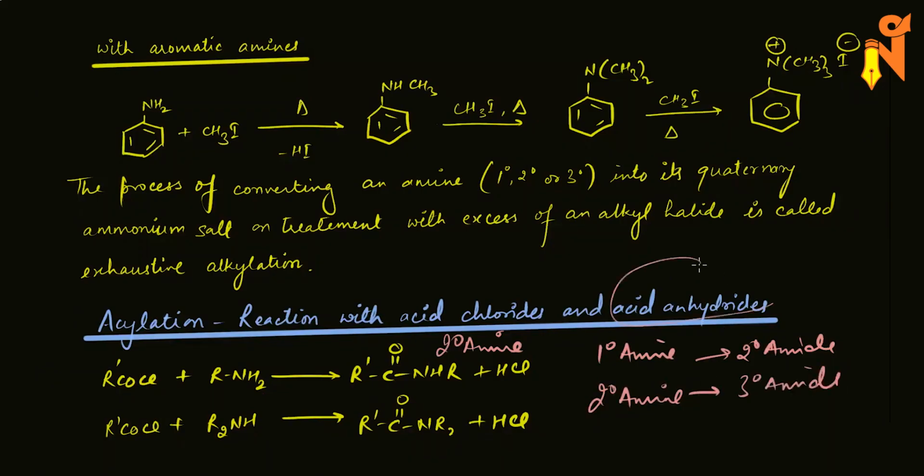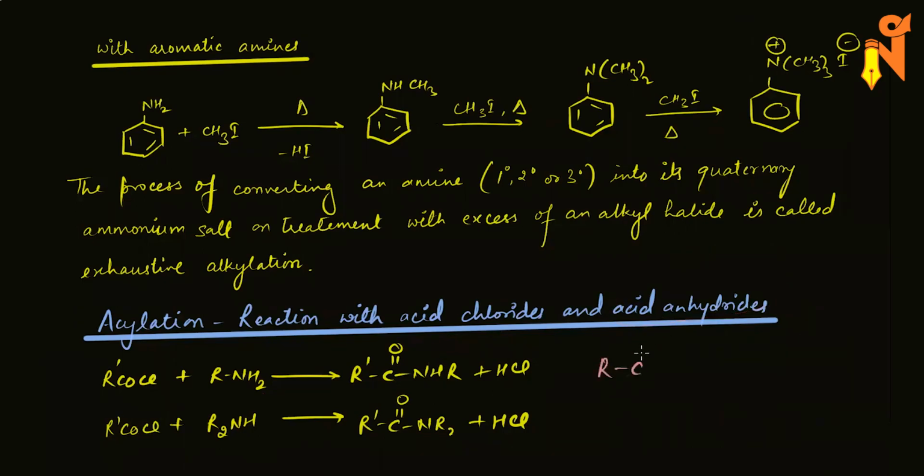Similar reaction takes place with acid anhydrides also. So what are acid anhydrides? Acid anhydride is RC double bond O, C double bond O, and R. This is your acid anhydride. Now when you react it with RNH2, let's say, what will happen? Again, this anhydride will split into two parts. It will split from here, let's suppose, and two species will get generated.